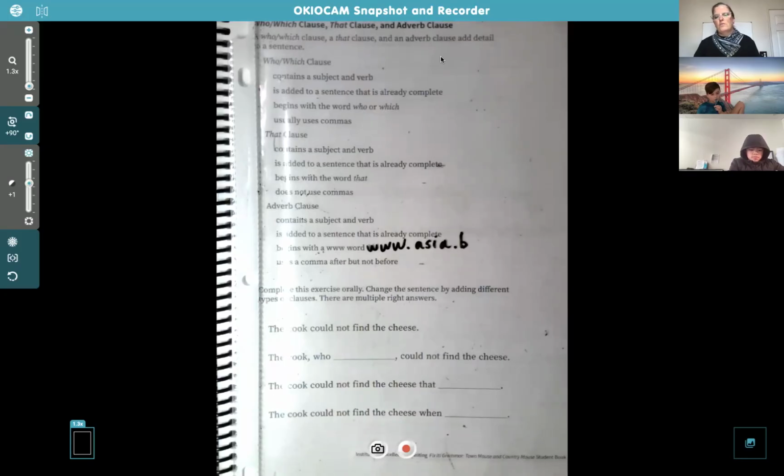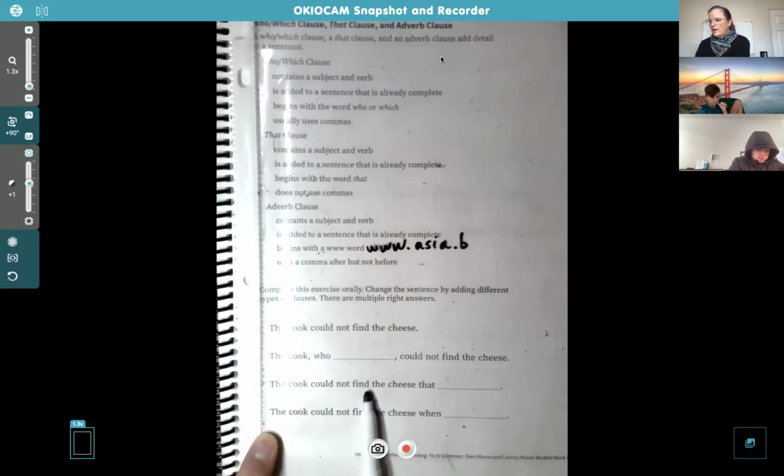Maybe what's something he could be making with cheese? Maybe he was making a pizza. You could say the cook who was making a pizza could not find the cheese. That could be one. Or you got one, Mateo? The cook who was making a quesadilla could not find the cheese. That's a good one. How about you, Mateo? The cook who was making a sandwich could not find the cheese. There you go. Perfect. Good one. I like that. Okay, let's go to the next one.